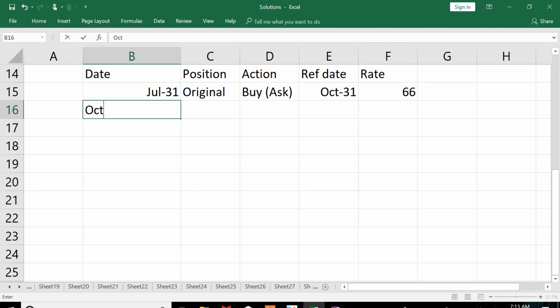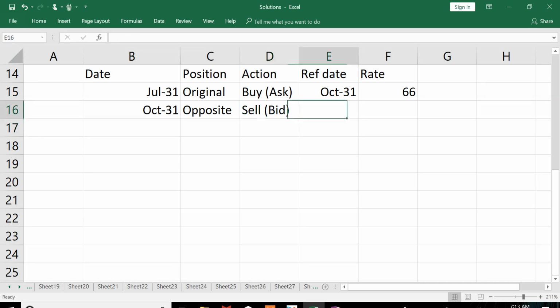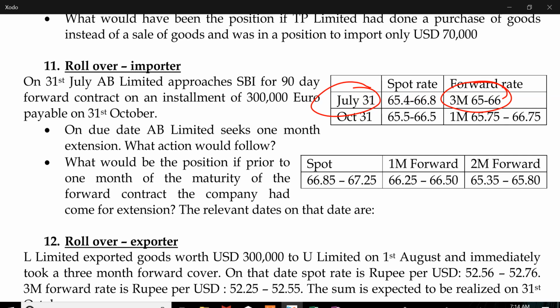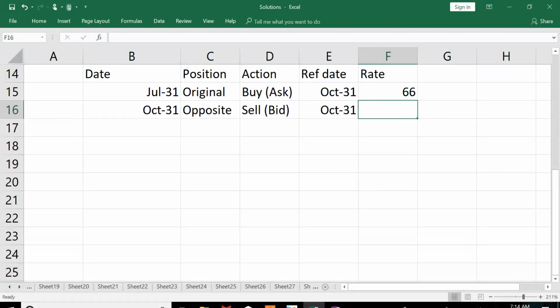We come on which date? October 31st. You come on October 31. Opposite, sell in bracket, bid rate for October 31. On October 31, what is the bid rate for October 31? 65.5. This buy rate I will put it in brackets. 65.5.